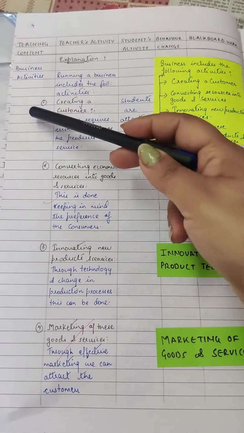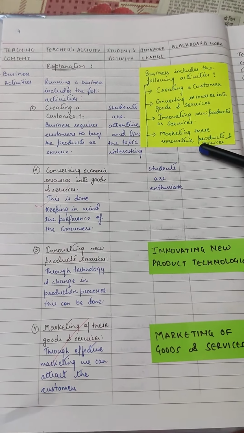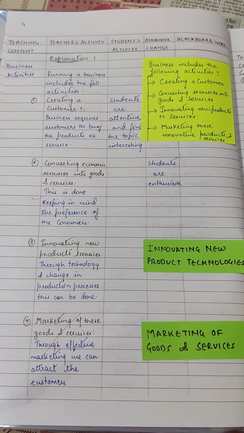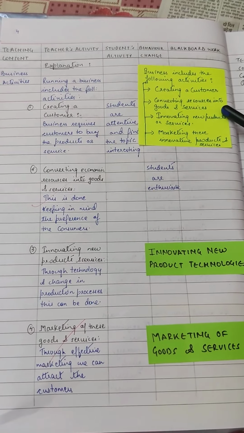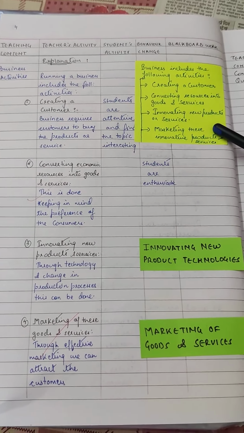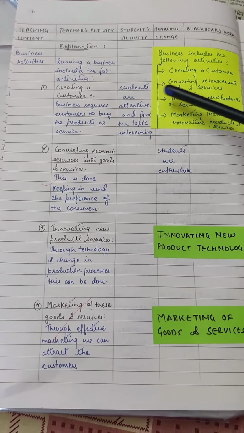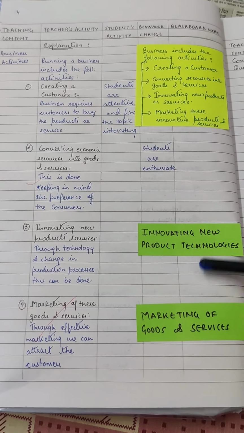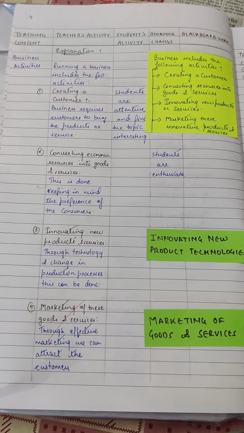Here the content is business activities. You can stick a miniature in the blackboard work, like business includes the following activities: creating a customer, converting resources into goods and services, innovating new products, marketing these innovative products. And then the teacher will explain all these one by one. So this is how the explanation is done.